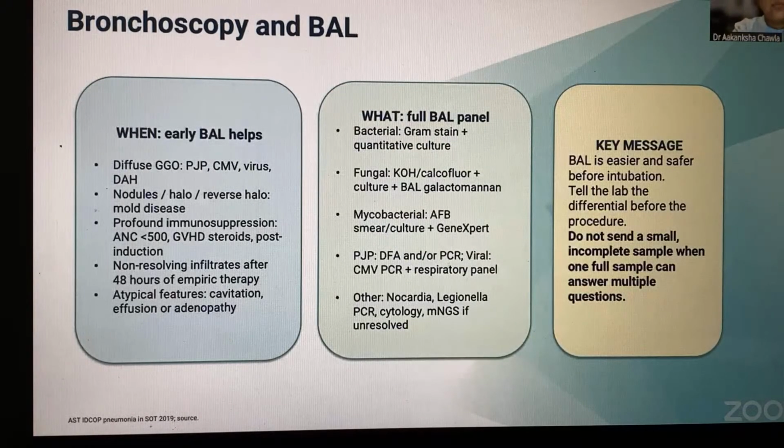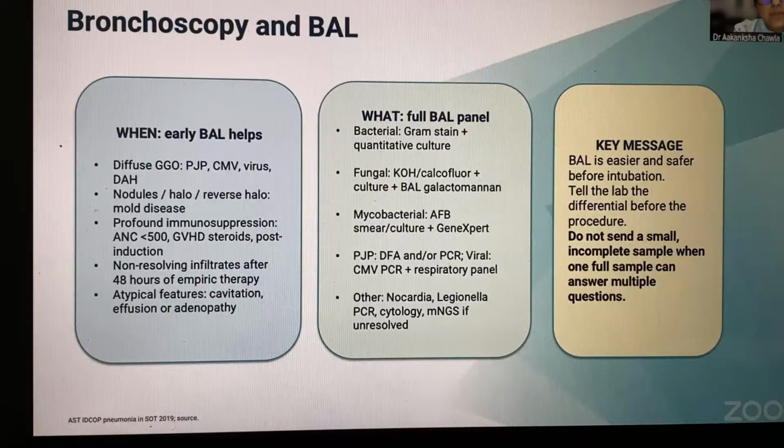Then bronchoscopy and BAL. Since we are talking about investigations, when does an early BAL help? When you have a patient with diffuse ground glassing, or the patient has nodules, halo or reverse halo, when you're suspecting a mold disease, profound immunosuppression, absolute neutrophil count of less than 500, non-resolving infiltrates after the initial appropriate empiric cover for 48 hours, or atypical features like the patient has a cavitation, effusion or lymphadenopathy.